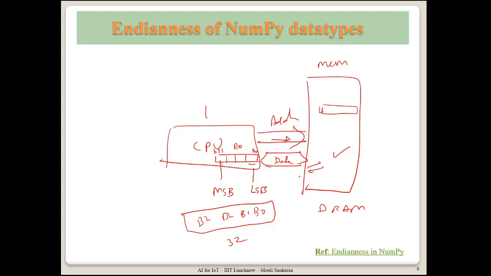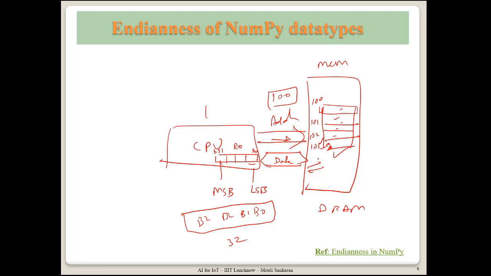Suppose I am giving an address 100. Now what happens? Memory is always addressed in terms of bytes. So address 100 is going to hold some value, 101 is going to hold something, then 102 and 103. Now the value has to be stored in 4 consecutive locations.